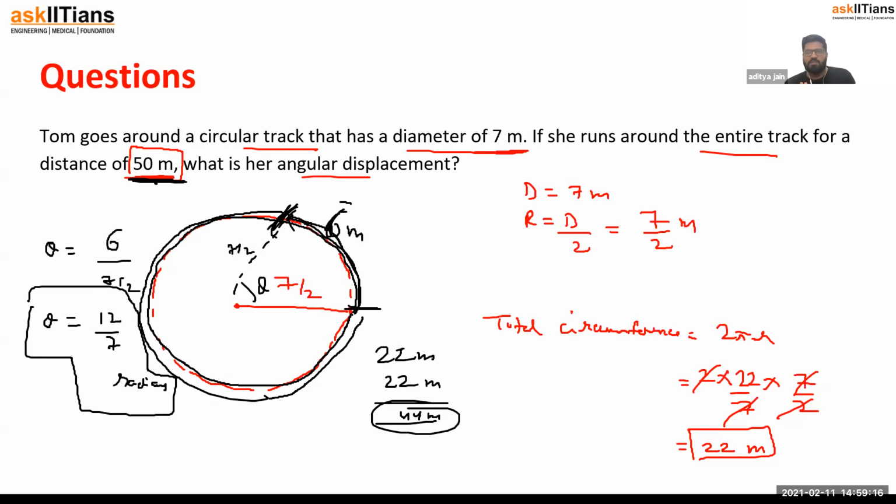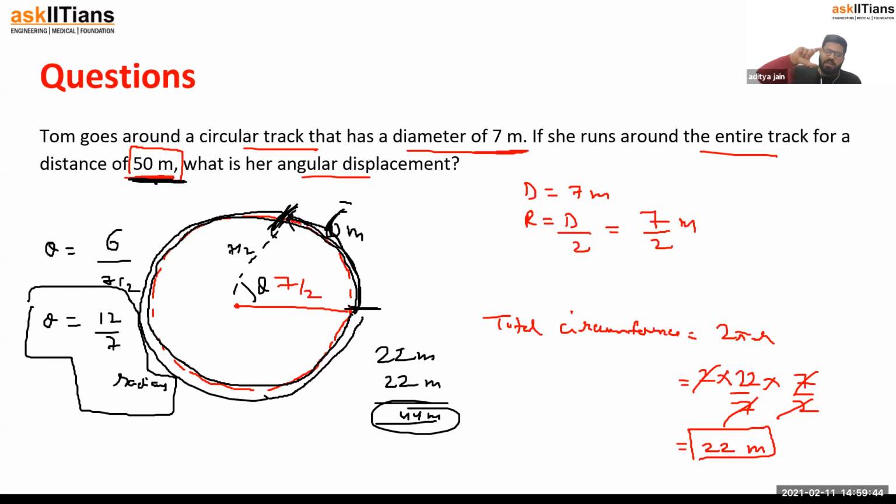What is the actual total circumference of a circular track? If it was 22 meters and she has traveled 50 meters, she has covered 2 complete rotations, and you know in a complete rotation angular displacement is 0. So after 22 meters, or 1 complete rotation, her angular displacement was 0. Again she traveled 22 meters, 1 complete round. So again her angular displacement was 0 after traveling 22 plus 22, that is 44 meters.